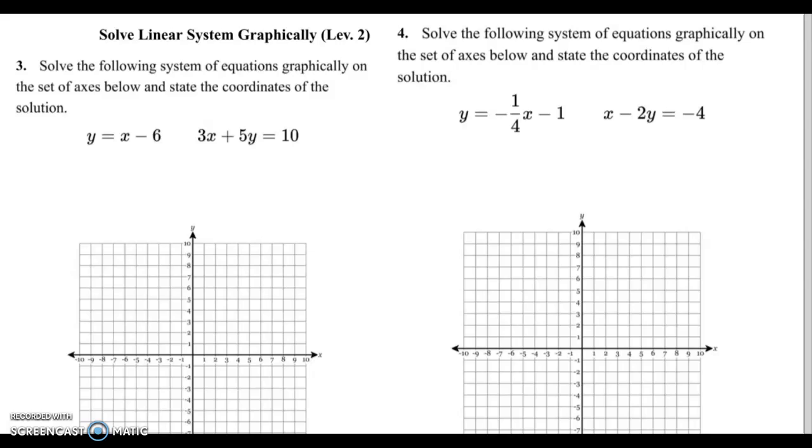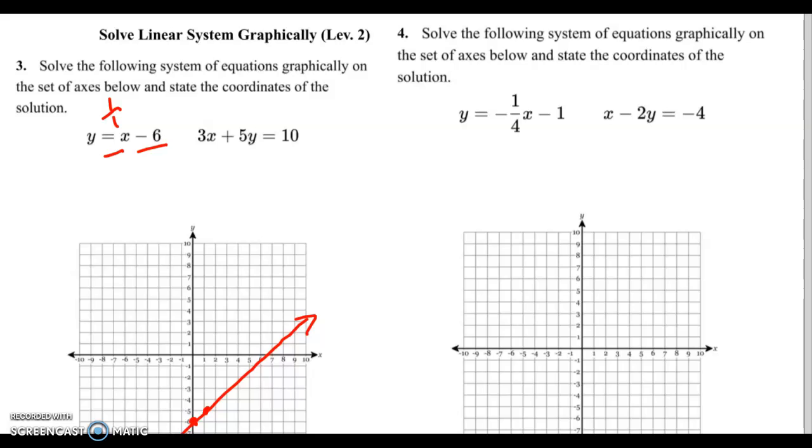Okay, so here we've got how to solve linear systems graphically, level 2. The difference here is one is in slope-intercept form, but the other one is not. So you have to change it to slope-intercept form. But I'm going to start off with graphing the one that is. So the one on the left here, I've got y is equal to x minus 6. So I'll go ahead and go to -6 on the y-axis. I've got a slope of 1. This time it's positive. So I go up 1 and to the right 1 and make my point. And then I draw a line. So I've got that line going on.